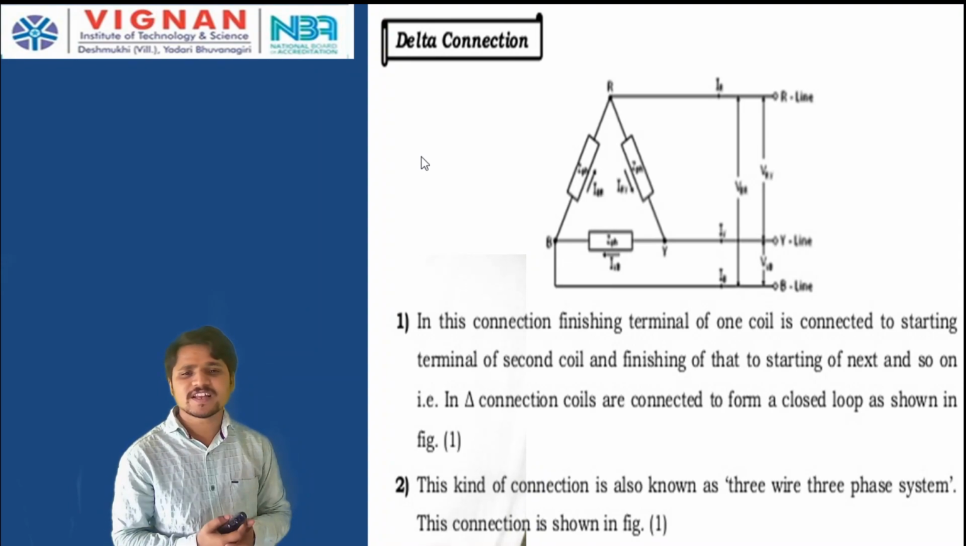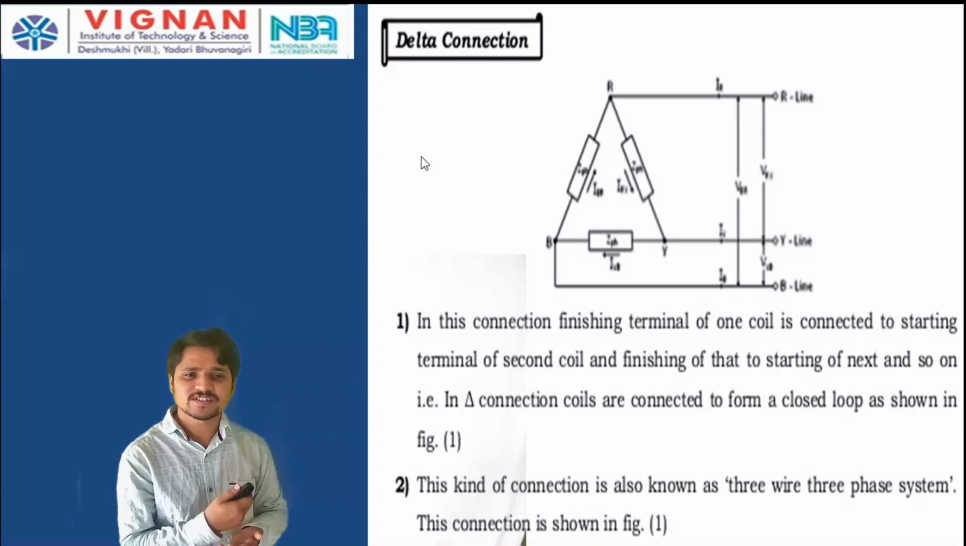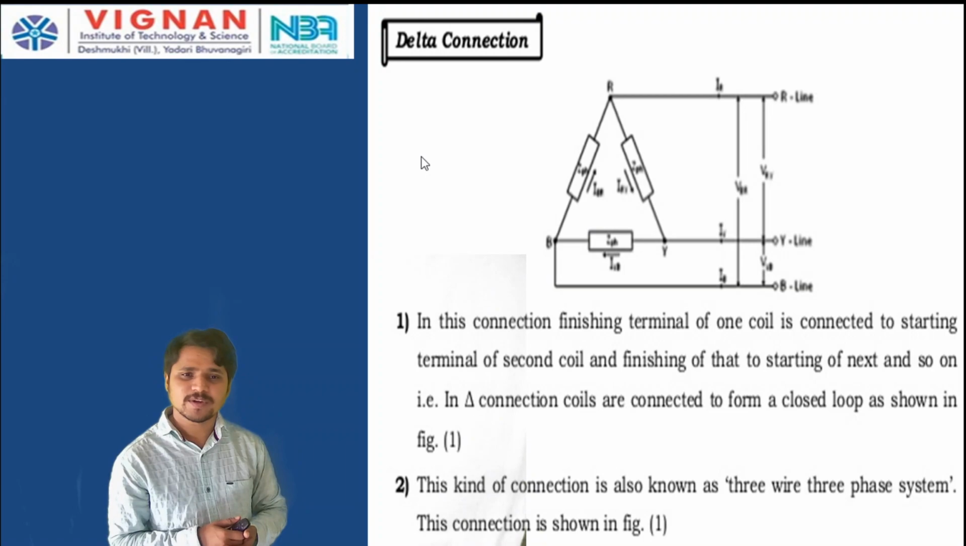Now we will see in the next class the voltage and current relationships for the star and delta connections. So line voltages and phase voltages, what is the relation? Line currents and phase currents, what is the relation for the star connection and delta connection separately.